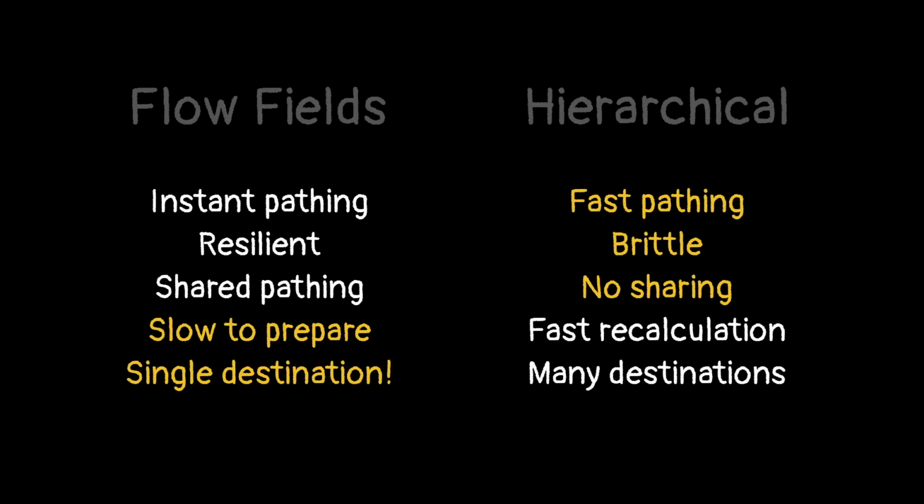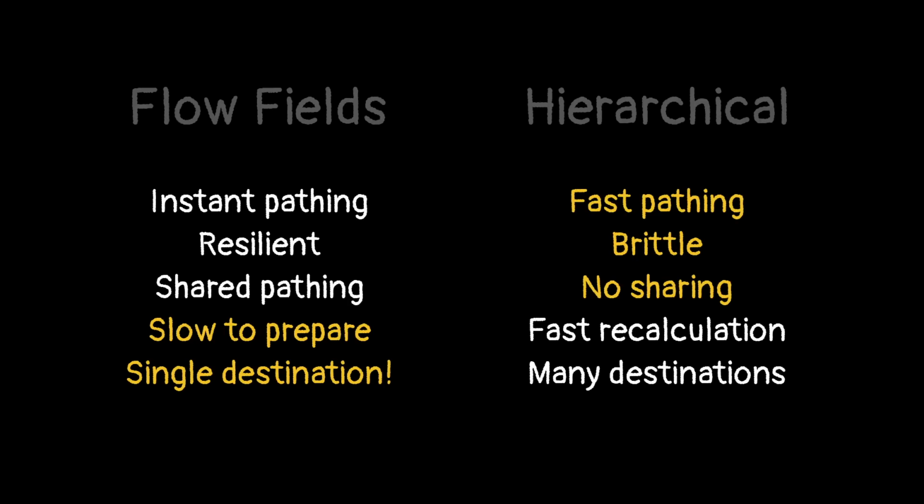Flow fields give you instant pathfinding, and they are resilient to being interrupted and moved, and the paths are also easily shared between large numbers of agents. However, it's very slow to compute and to recompute these flow fields, and therefore it supports only one destination at a time, which is a huge weakness.